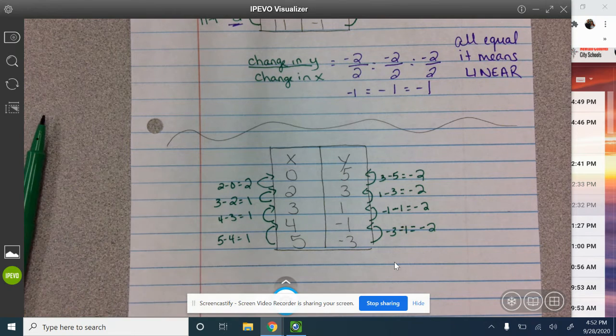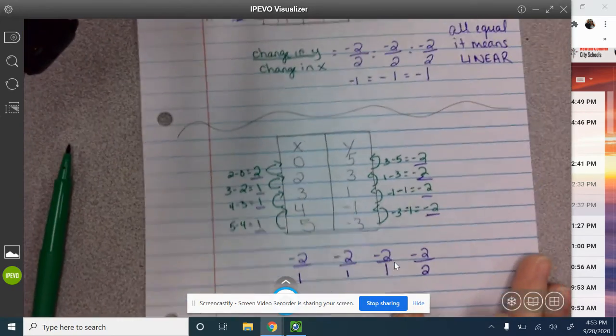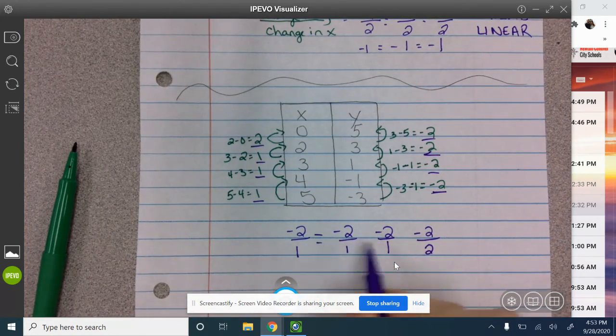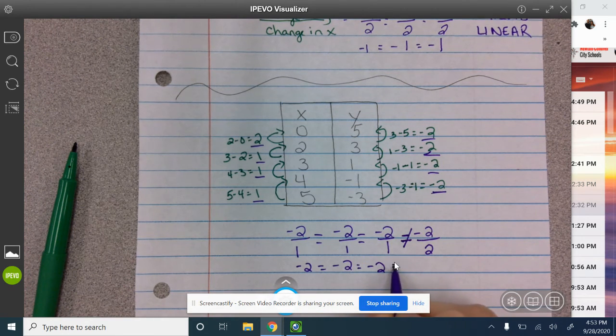So then we're going to set up our change in y over our change in x. So y always goes first. Negative 2 over 1. Negative 2 over 1. Negative 2 over 1. Negative 2 over, this time I have 2. So these are equal, these are equal. These two are not equal to each other. If we simplified, we would have negative 2, negative 2, negative 2, and then that does not equal negative 1.